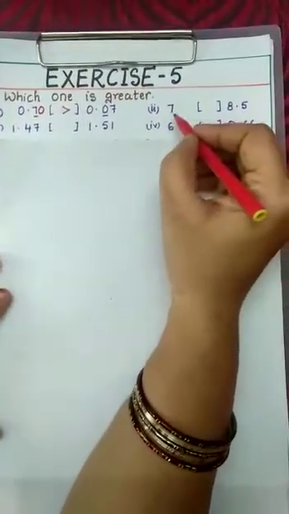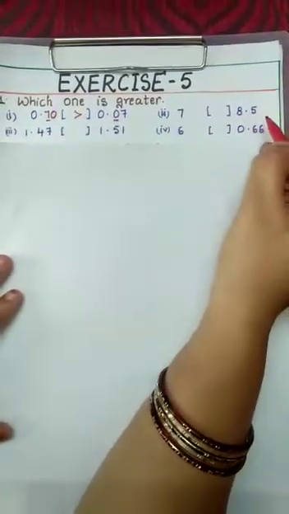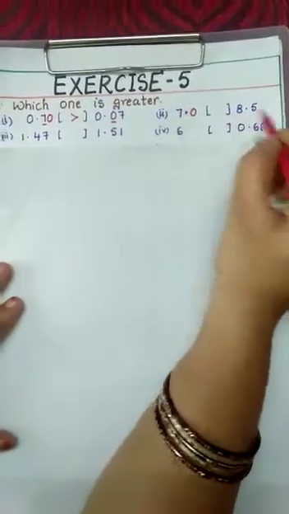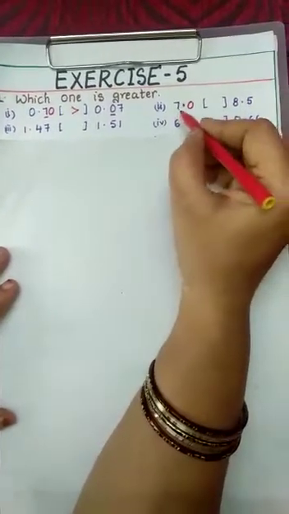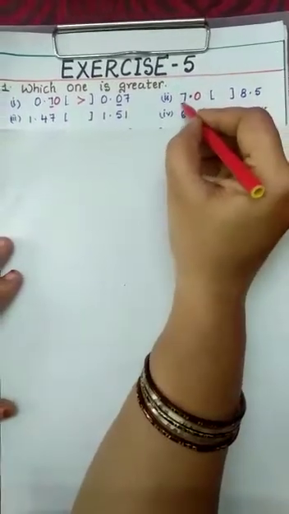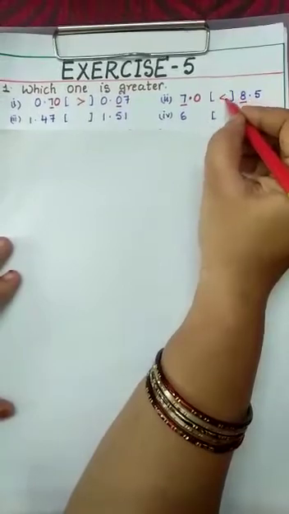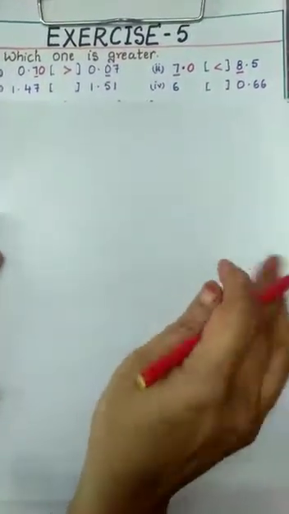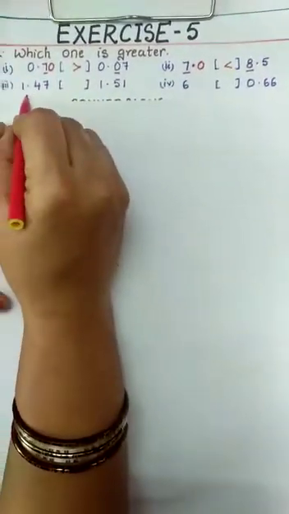Now come to the second one. Here we have 7 and here we have 8.5. Again both are unlike decimals. So place the decimal and write 0, and this is the way we have to convert into like decimals. Now you compare here. First you see the whole number part. Here we have 7 and here we have 8. Different digits. So 7 is less than 8. So 7.0 is less than 8.5. So which one is greater? 8.5 is greater.